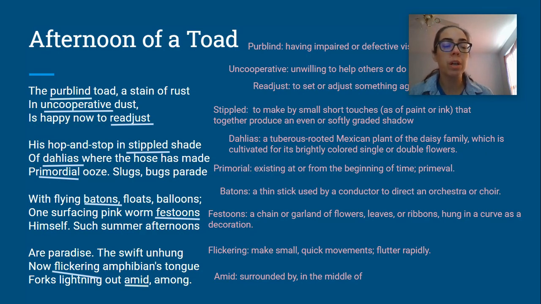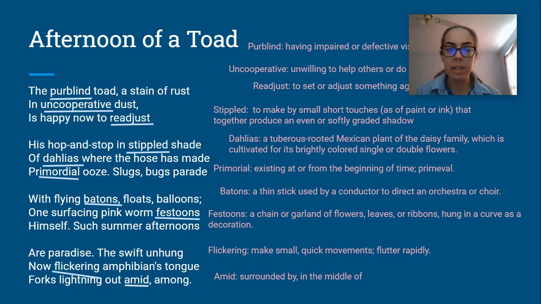The swift, unhung, now flickering amphibian's tongue forks lightning out amid among. Such a magical sentence. So we get this image of him mucking around in the garden, but we've got this lightning tongue because he might be going after these bugs. All of a sudden, in the languid afternoon, we have a flickering of a tongue going out because we know how fast they are, right? Amid means in the middle of.